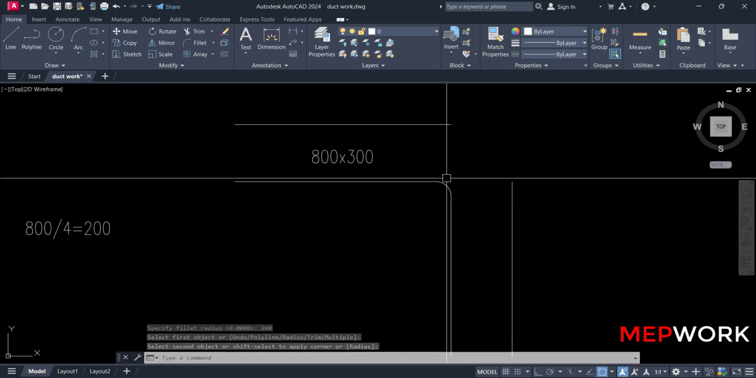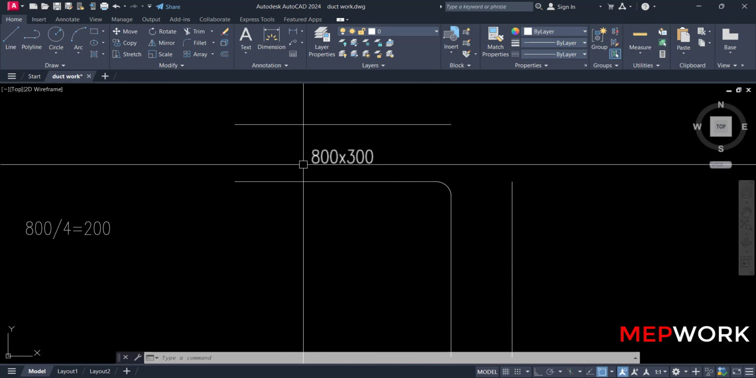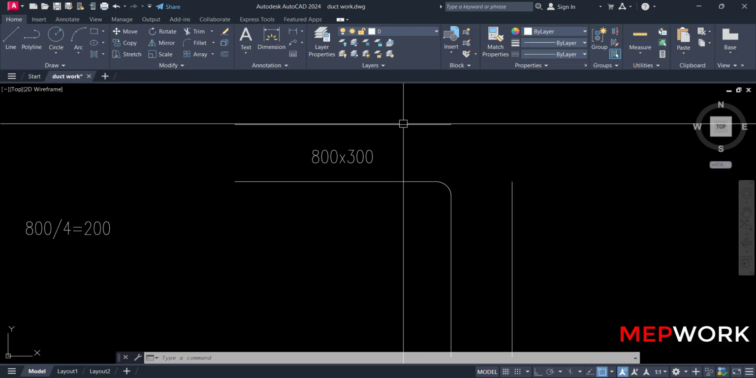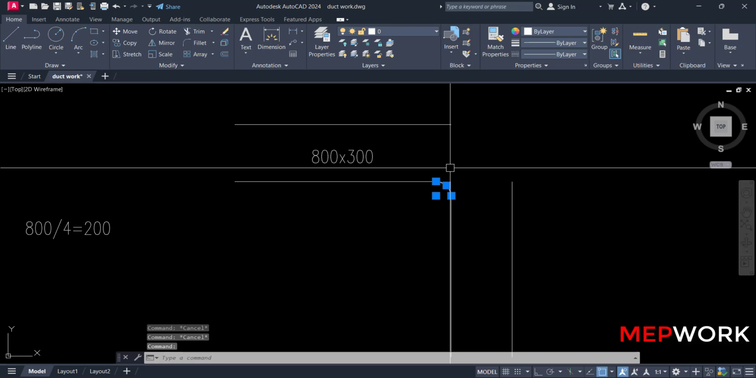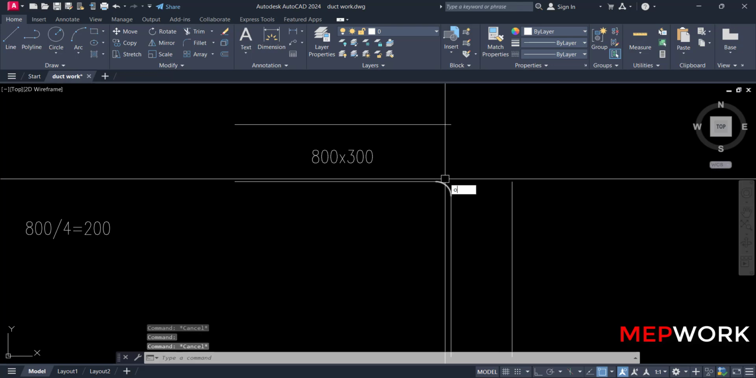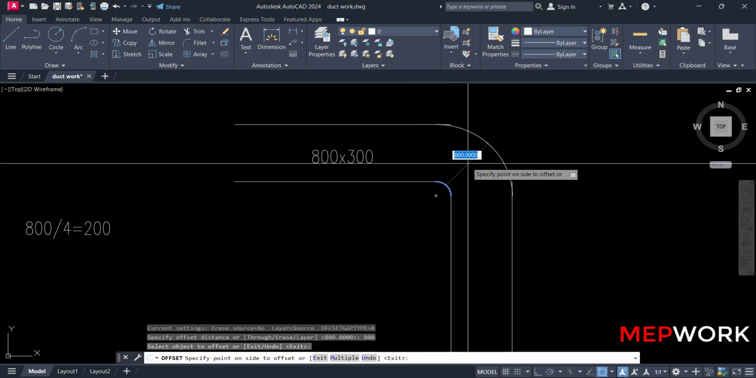The third step is to take an offset from this arc with 800, or the duct width, which in our case is 800. Select offset, 800, and select this arc.